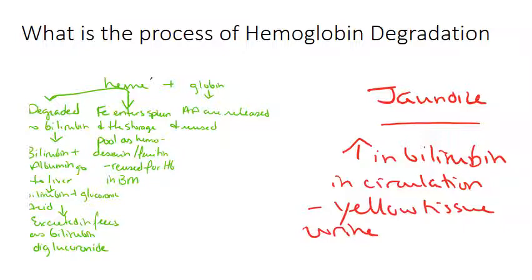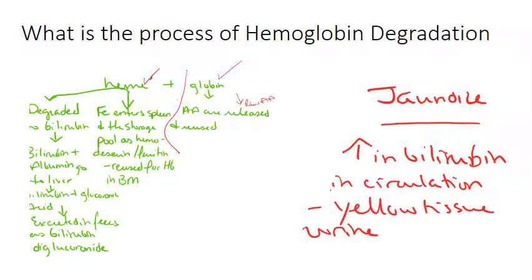So we have two different products. We have heme, which is the iron group, and globin, which is the protein group. In the globin, the amino acid chains are released and reused. So it's degraded down into its raw amino acids, and then it's rebuilt in the spleen, the liver, the bone marrow, in order to recreate the globin.